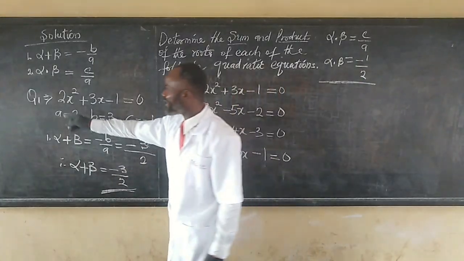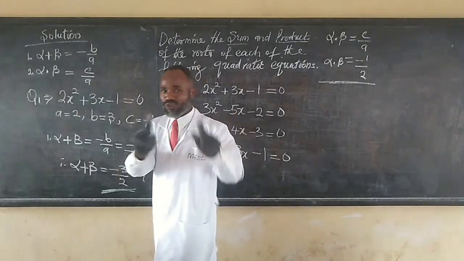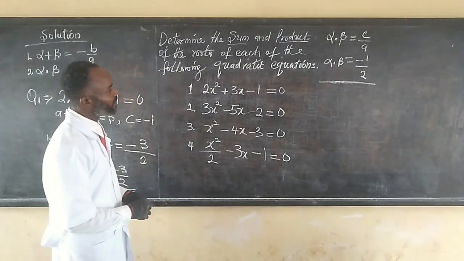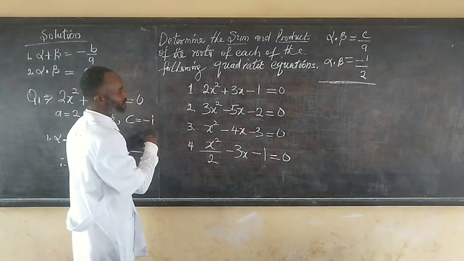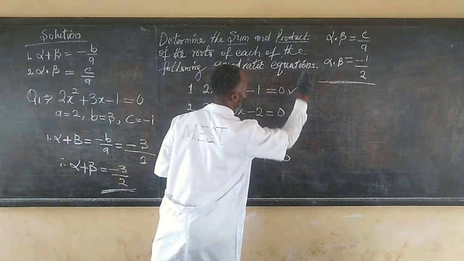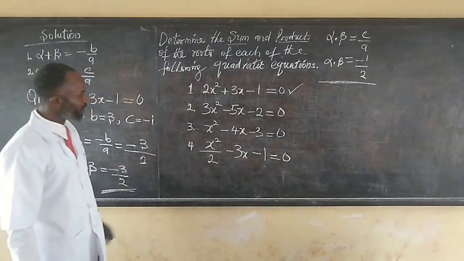And A is clearly stated as 2. So don't you be confused at all. That is well explained. That's question number 1, solved. This is taken care of. So can we go on and take care of the next question?